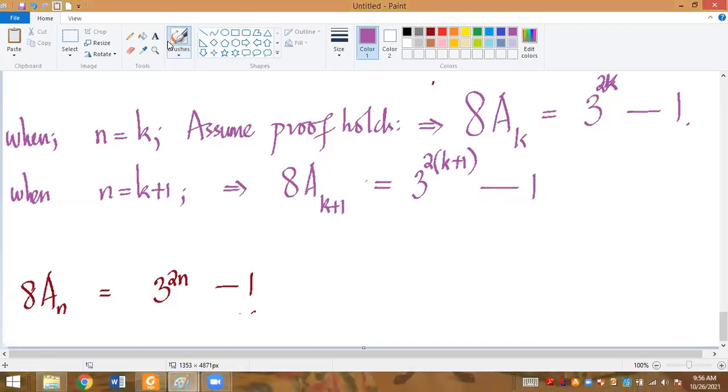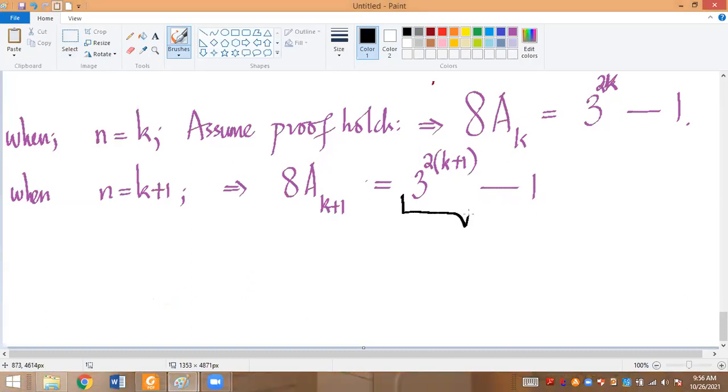Now, we have to ensure. How can we deduce that the induction has occurred? By ensuring that this side also becomes a multiple of 8. 8 times any constant that we will obtain, for that matter. Yes, Joshua.